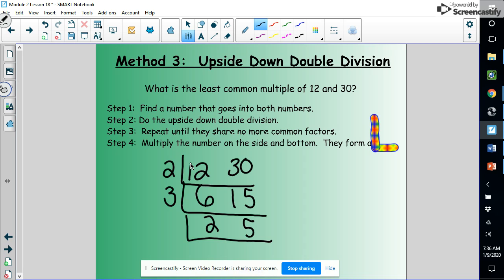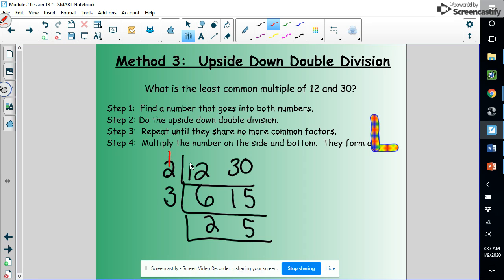I don't want to just multiply the 2 and the 3 on the outside because that would just give me 6. And multiples have to be those numbers or bigger. So I can't be a smaller number than 12 or 30. Okay. So what I have to do is find a number that is larger than those or equal to. So what I want to do with this one is actually use the ones that make an L shape for LCM.